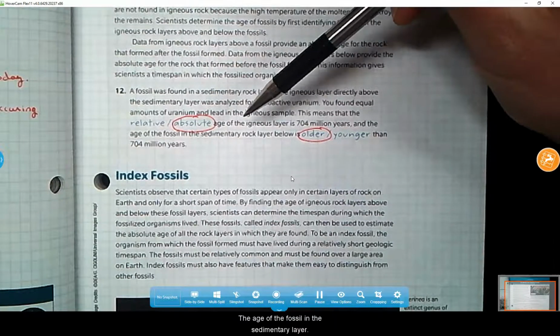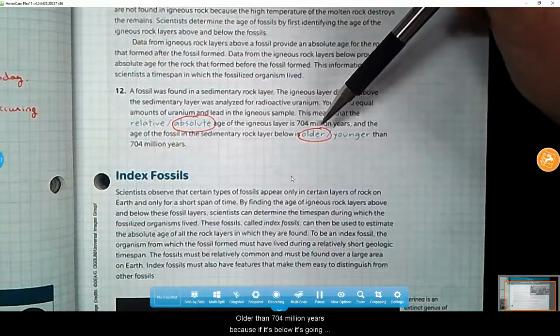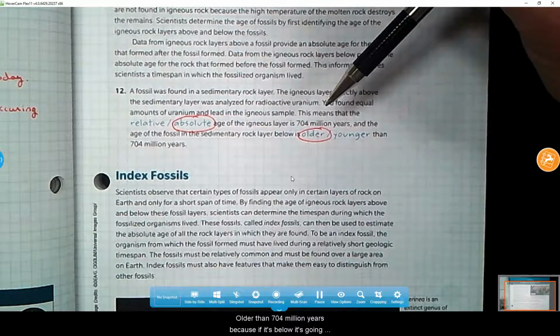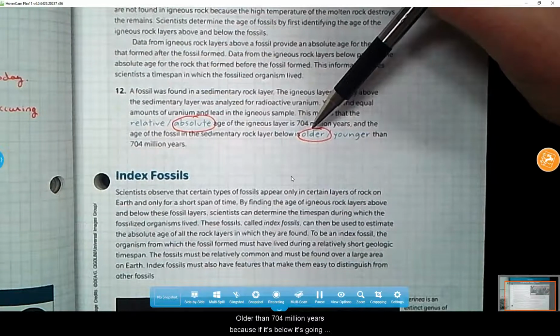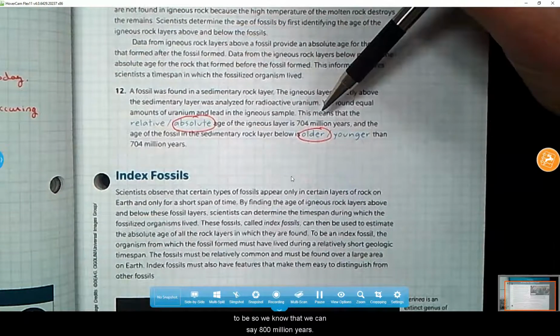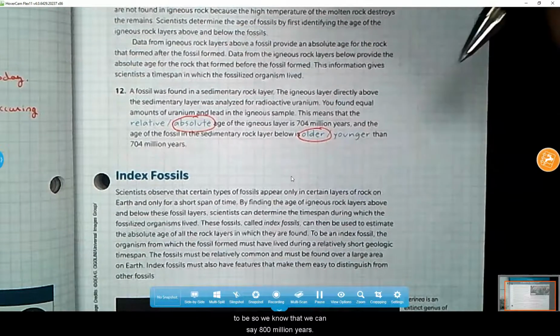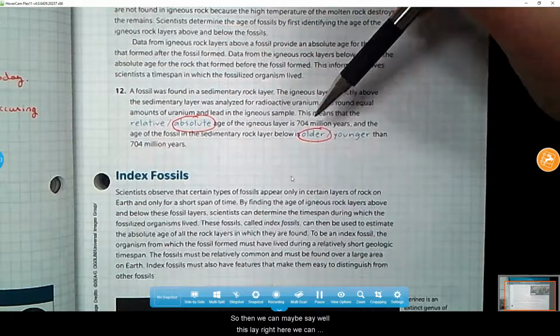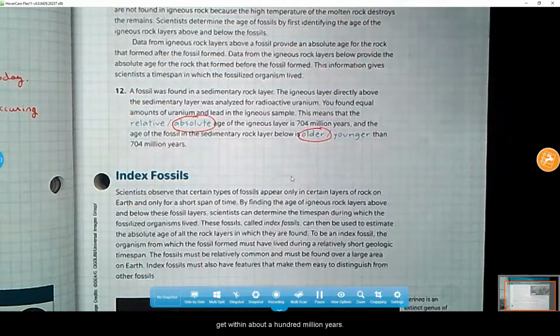And the age of the fossil in the sedimentary layer is older than 704 million years, because if it's below, it's going to be older, right? And so we know that it's a little bit older than 704 million years. Maybe there's another igneous rock layer below it that's, we could say, 800 million years old. And so then we can maybe say, well, this layer right here, we can get within about 100 million years of how old it is at that point. Okay?